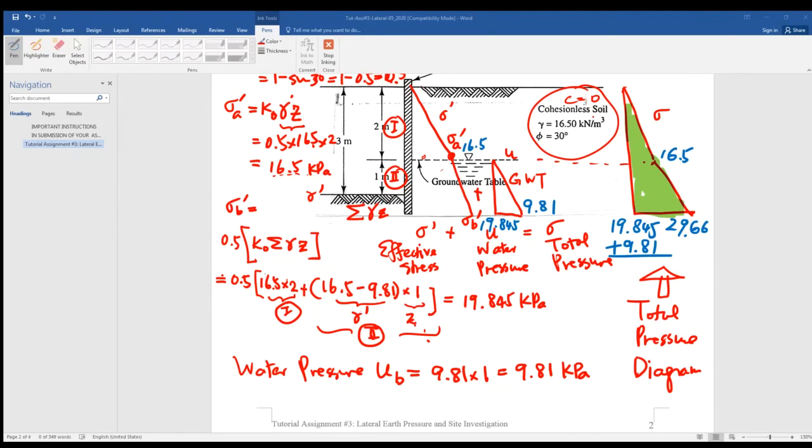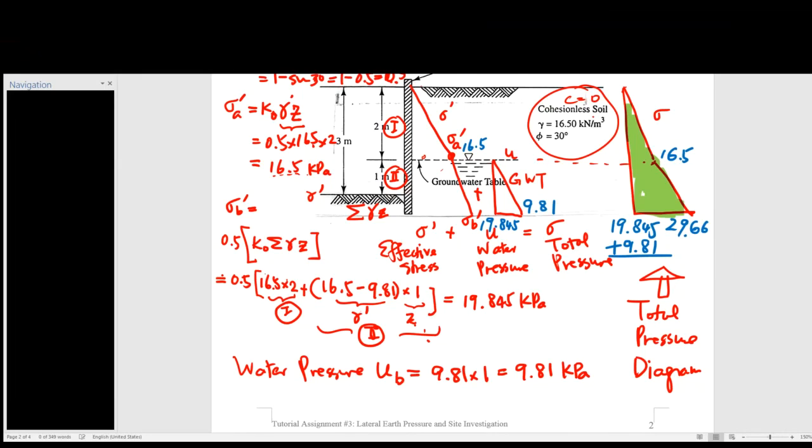K naught is the pressure coefficient at rest. You know K naught? Because whenever you calculate gamma Z, it's the vertical stress. So you have to multiply K naught with the vertical stress to get the horizontal stress, the lateral earth pressure.